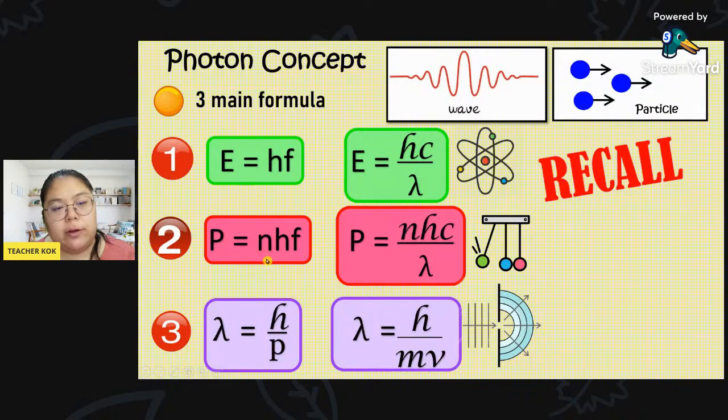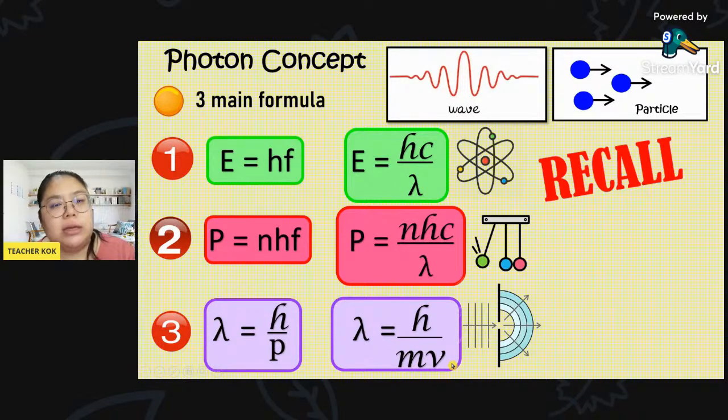Number two is the photon power. Photon power adds one more physical quantity, which is per second. That's n, the number of photons per second. So they are just n, h, and f. The frequency can also be converted to c over lambda. The last one is from de Broglie, the one that produces the momentum. They say lambda equals Planck's constant over the momentum, relating the momentum and the wavelength. Momentum we can also write as mv.